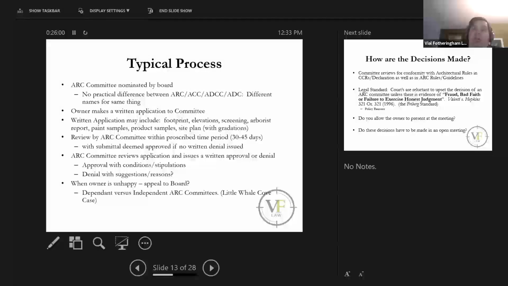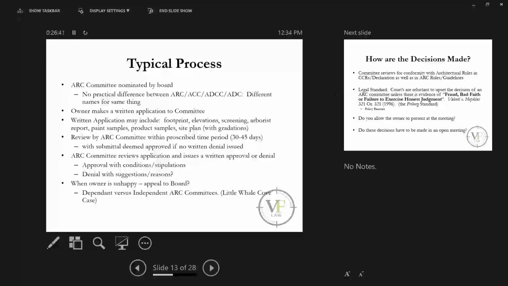And part of the confusion that often comes is if the application does not include everything that the board or the ARC wants or is required to include, does that affect the time and extend the time? And it often does, but you've got to be clear. And this is where your guidelines and your processes need to be clear. Oftentimes the governing documents written at a high level are not as clear in that process. And so you need some additional rules and architectural guidelines that lead people through that.